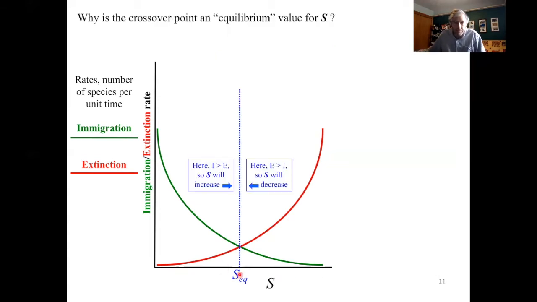And what we have in the middle, where these two lines cross, is our equilibrium point, S_EQ, so species equilibrium point. And we might think about, well, why is this crossover an equilibrium point? Well, we can work it through.